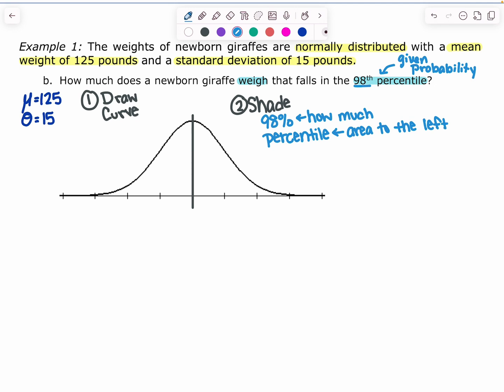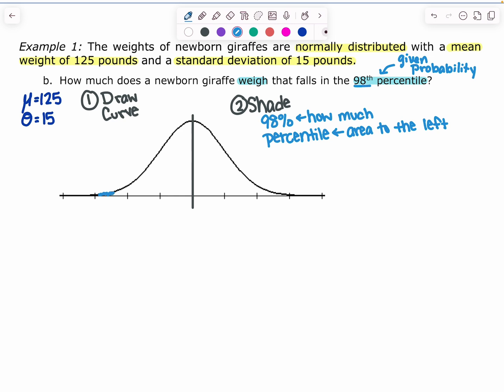If you recall, when we talked about percentiles, that meant that 98% of the giraffes would weigh less than this weight. So 98% is going to be to the left of this weight. So 98% means I'm going to shade almost my entire graph, and I want this to be the area to the left. If that works for you to shade it like that, that confuses my brain.